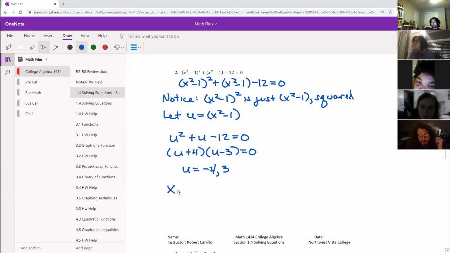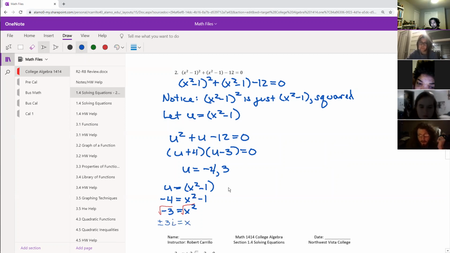All right, so to do my math intelligently, since we let u equal x squared minus 1, we have to say u equals x squared minus 1, and we'll start with -4. So we get -4 equals x squared minus 1. Add the 1 to both sides. -3 equals x squared. Take the square root on both sides, and you will get plus or minus 3i equals x.